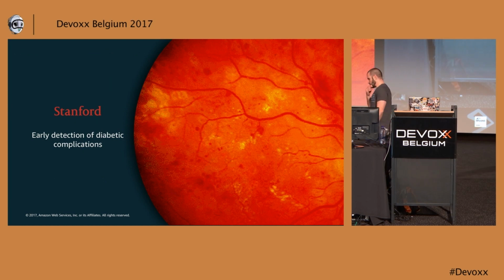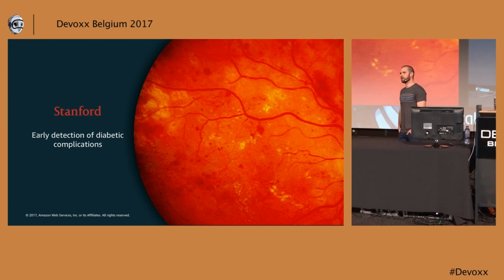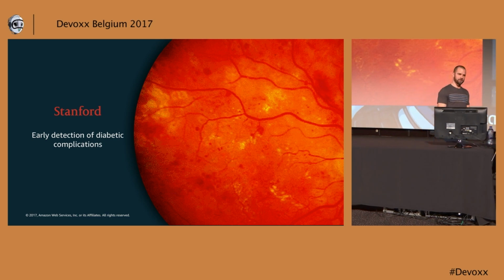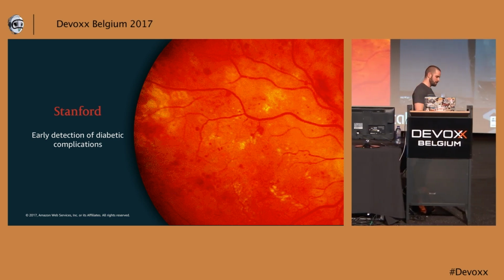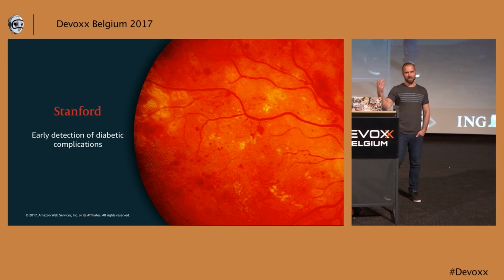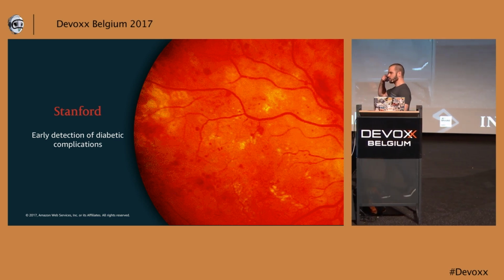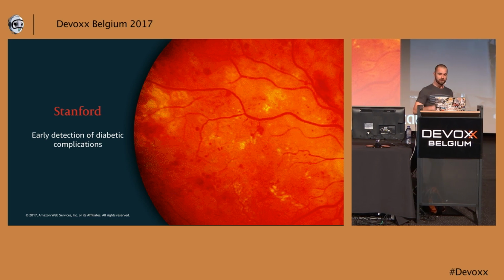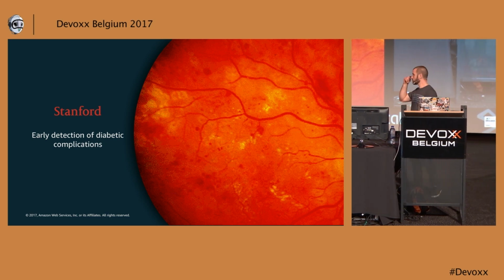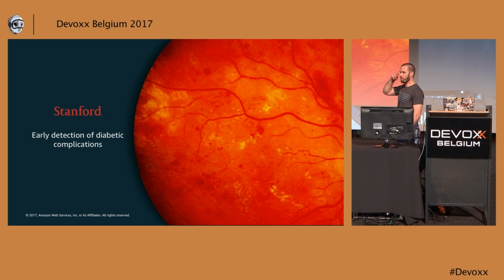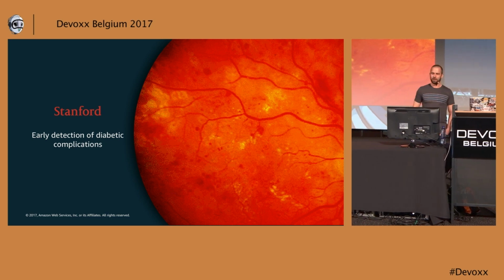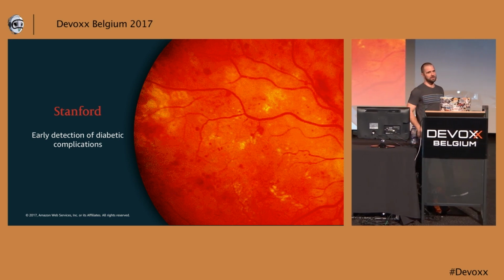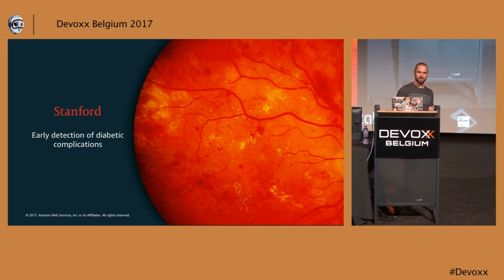Some use cases you can do with deep learning, and I think Stanford is one of the great examples of a deep learning application. This is an image of the back of the retina. Basically, what it shows is that fluctuation in the blood vessels in the back of the eye can help you detect diabetes, especially diabetes.